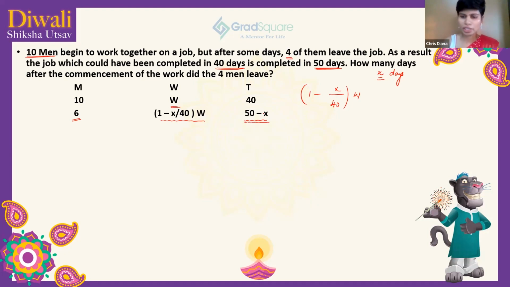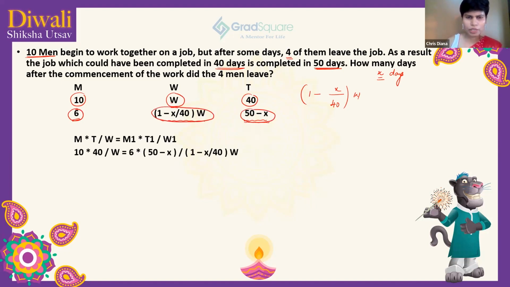So I've got both the scenarios. Now let me take that expression that I had derived initially, and I'll put it here. So M is going to be 10, T is going to be 40, W is going to be W itself. So this is M1, this is T1, and this is W1. Just go and put it down.